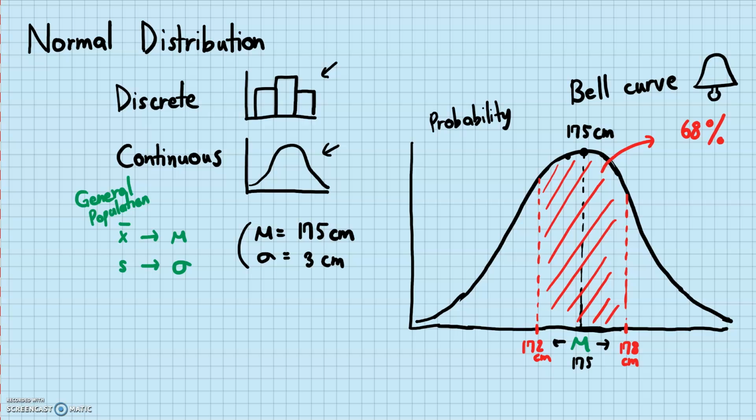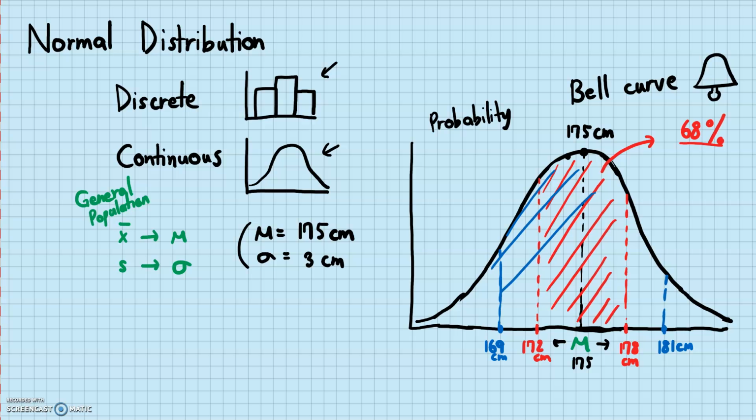Now, if we actually do get the correct mean and the standard deviation, this is still going to be true. So if you move 1 standard deviation from the mean, you're going to be including 68% of the population. Now if you move 2 standard deviations from the mean, so we're moving in both directions here, this is going to be 181 centimeters, this is going to be 169 centimeters. So we moved 2 standard deviations from the mean.